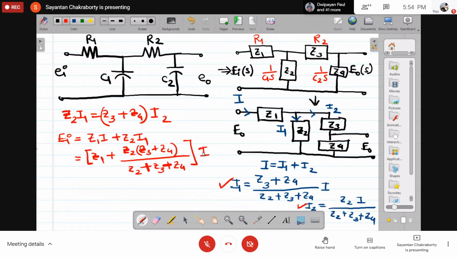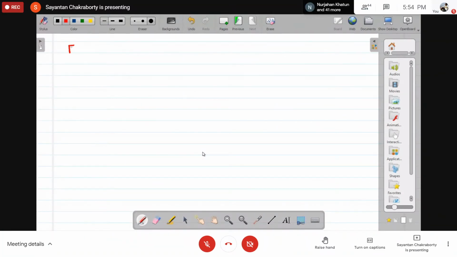Again your E0S will be nothing but Z4 I2. So just replace this I2 by I. So that will be Z2 Z4 divided by Z2 plus Z3 plus Z4 into I. So see, E0 and EI are now both expressed in terms of I. So if you take the ratio E0 by EI and then replace this Z1, Z2, Z3, Z4, then you'll get the final expression for the transfer function. So finally what you'll get is something like this.